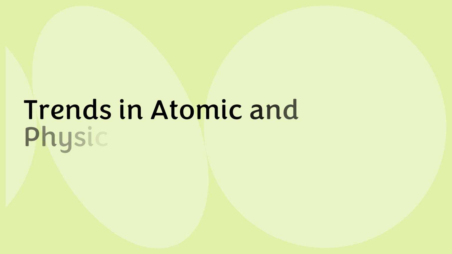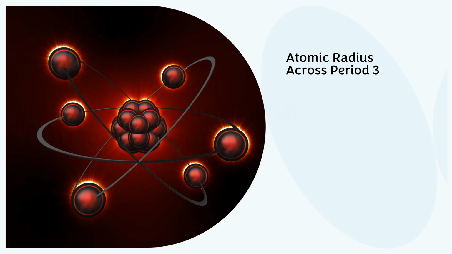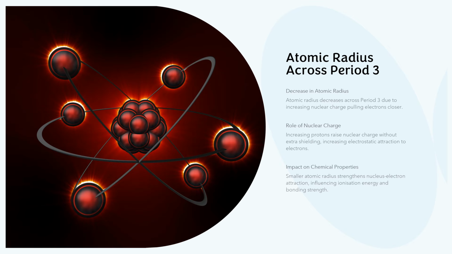Atomic radius across period 3, first ionization energy and its anomalies, melting points, and underlying structure. Atomic radius decreases across period 3 from sodium to chlorine, and this trend is a classic example of how nuclear charge influences atomic size. As each successive element has one more proton in the nucleus, the positive charge increases.